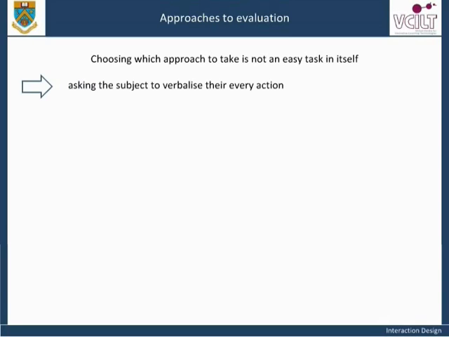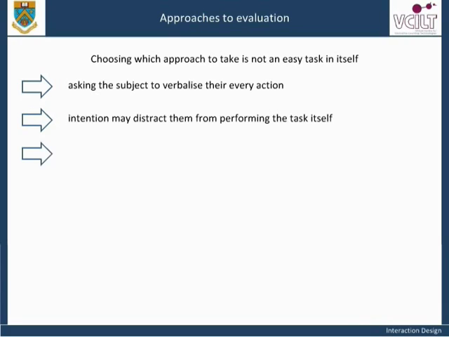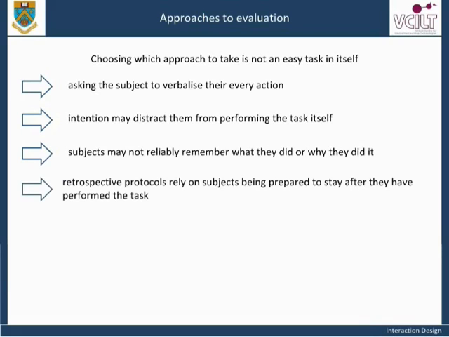For instance, asking the subject to verbalize their every action and intention may distract them from performing the task itself. On the other hand, subjects may not reliably remember what they did or why they did it in a retrospective protocol. Moreover, retrospective protocols rely on subjects being prepared to stay after they have performed the task to further discuss their actions. How many people would be prepared to do that?